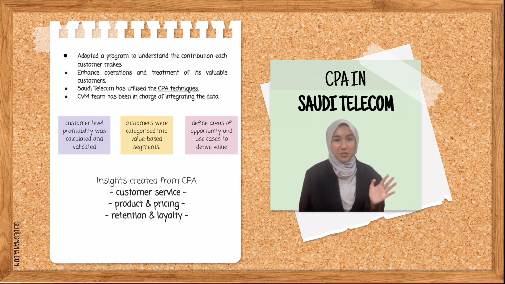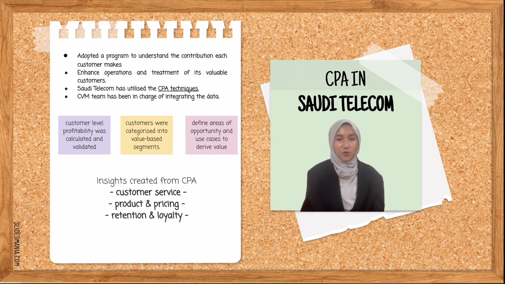The team is implementing a number of initiatives related to customer service, product and pricing strategy, customer retention and loyalty activities. So next, let me explain briefly the 3 insights created from the program, which are customer service, product and pricing, and retention and loyalty. Firstly, for customer service, by adopting the program approach, Saudi Telecom can identify exactly which customers are providing value to the firm and prioritize them for treatments at high cost.